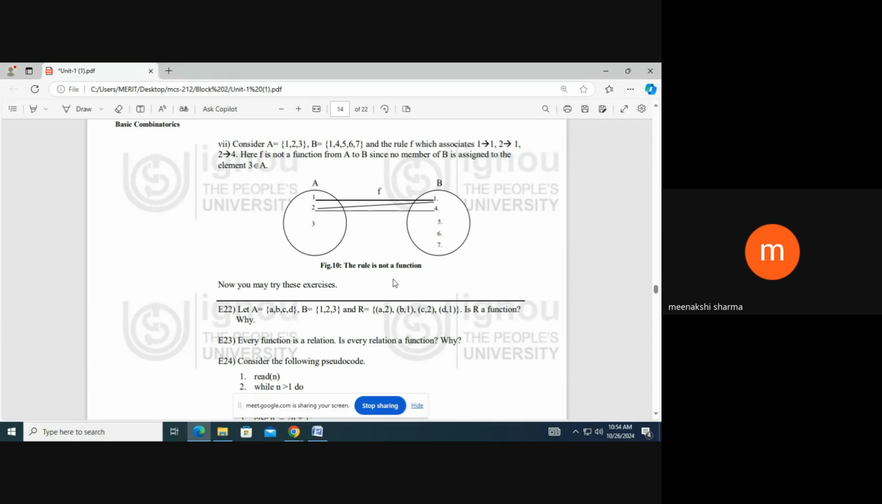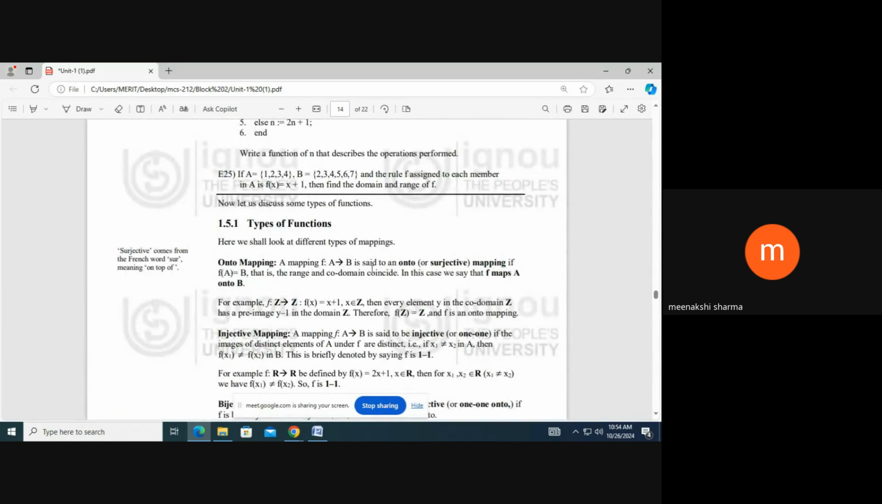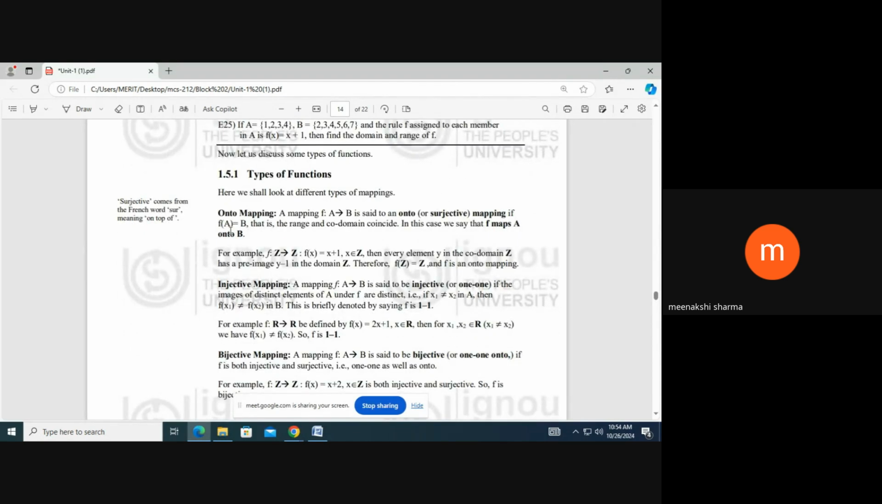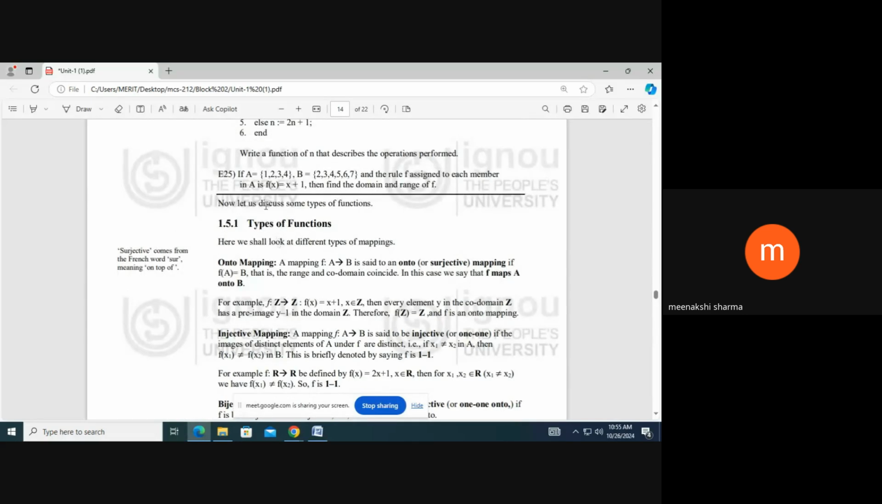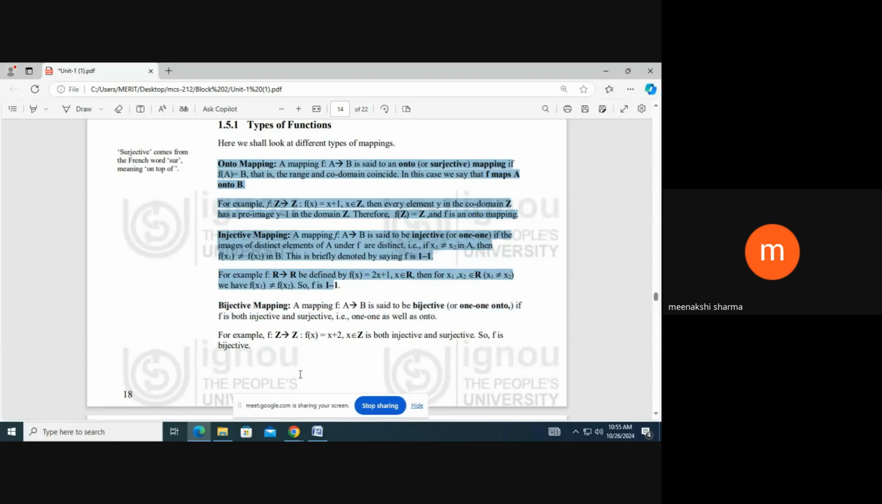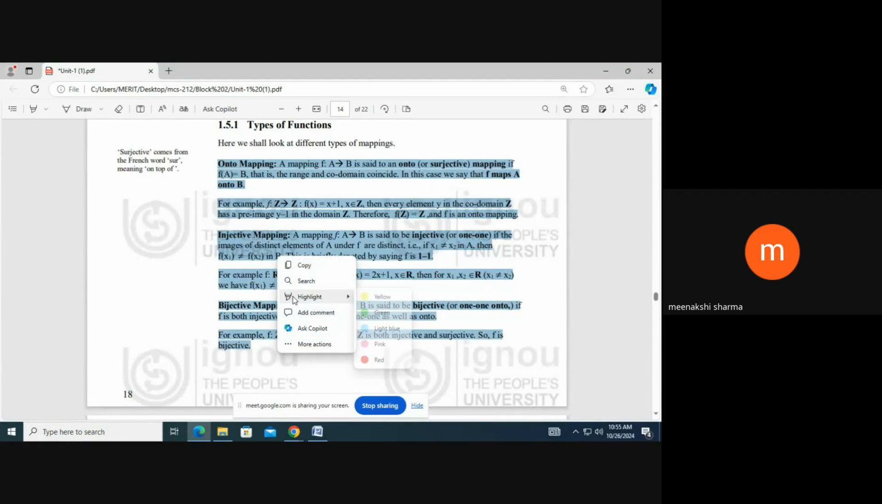Yeah. Okay. And there are types of functions: onto mapping, and these are functions. Read these types of functions, then I will explain. Read types of function: onto mapping, injective mapping, bijective mapping. Then I will explain.